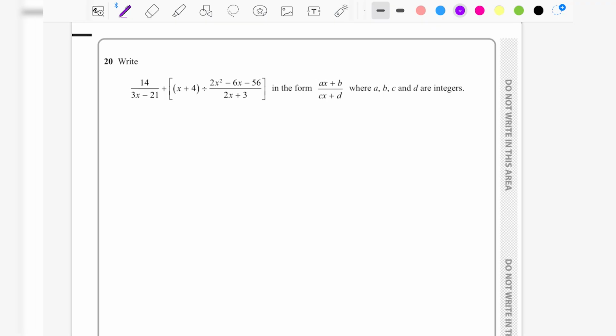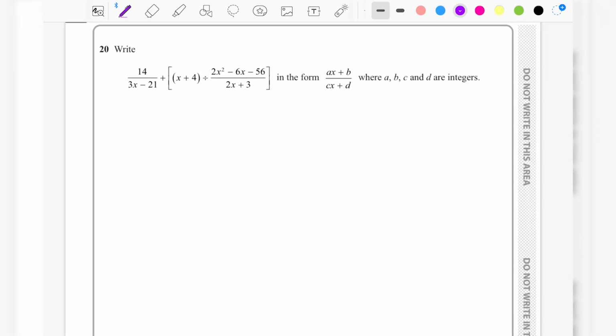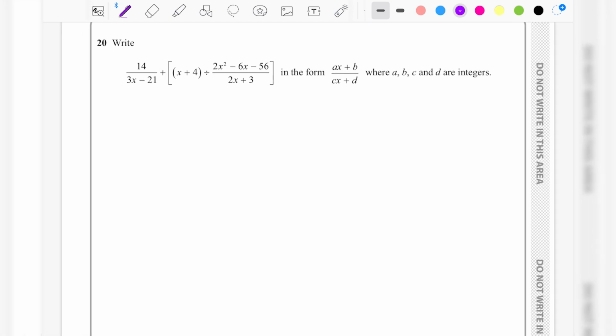Okay, be honest. Your first thoughts when you see this question, it looks horrible. But that doesn't matter to us. What you want to do is break this down to the core skill of the question. If I look at this question, what is this question? It's a fractions question.